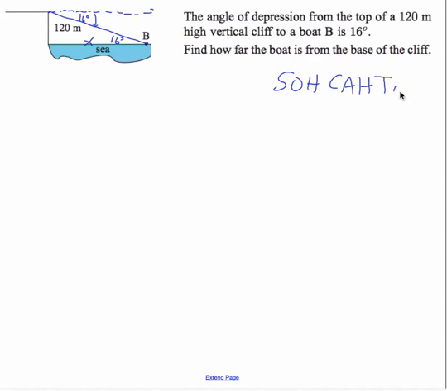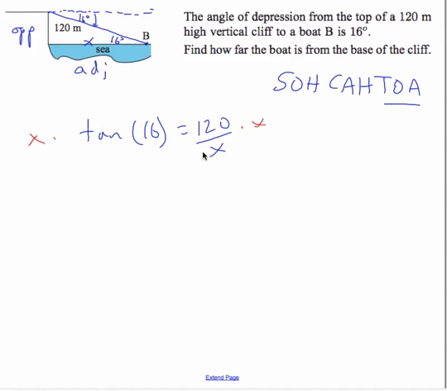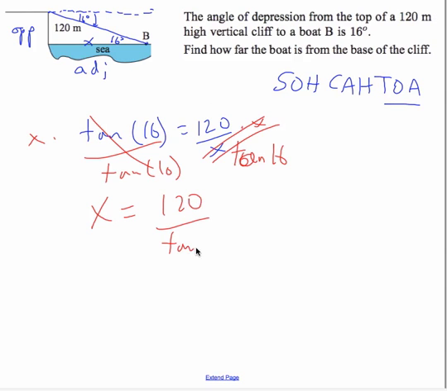So we have SOHCAHTOA, and to find x here we're going to use opposite and adjacent, so again that's tangent. So tan 16 equals 120 out of x, and I'll solve for x by multiplying both sides by x, then dividing by tan 16. So we'll have x equals 120 out of tan 16. And I'll do that on the calculator.